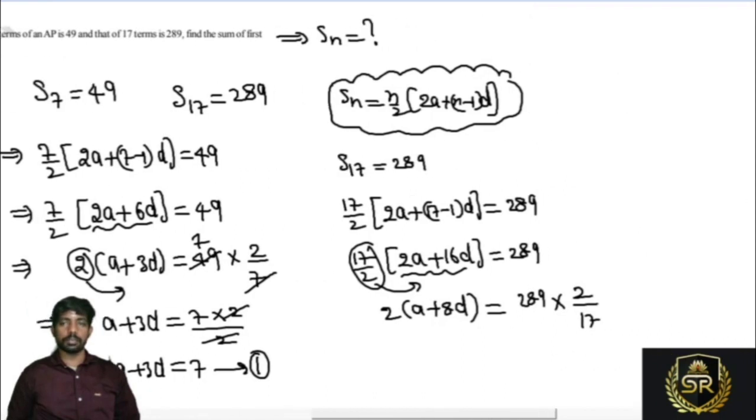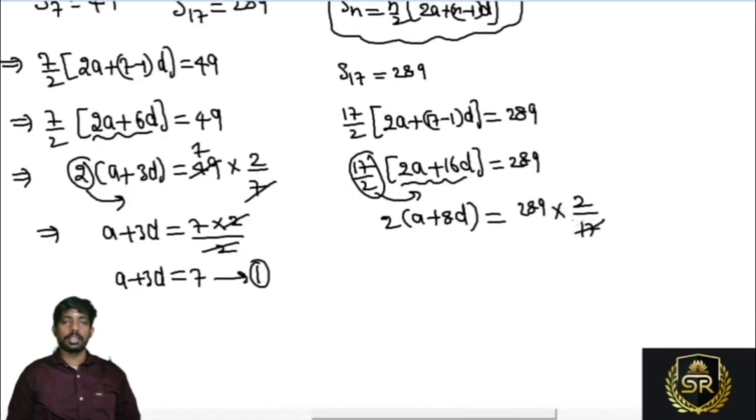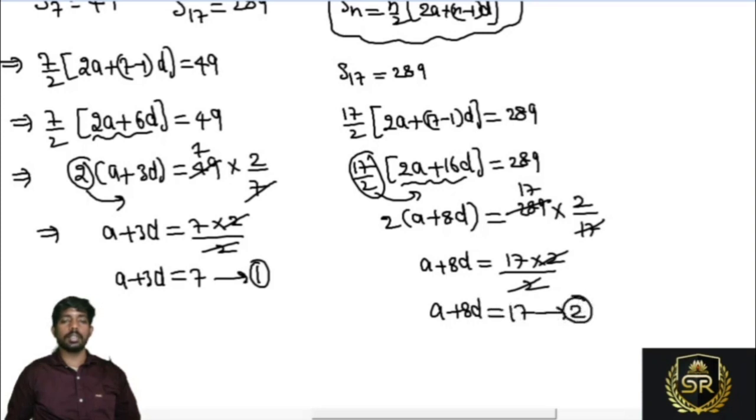So from here, what can I write? 17 17s are 17. Here, 2 sends to the right-hand side: a plus 8d is equal to 17 into 2 by 2. The 2s cancel. Therefore, a plus 8d is equal to 17, which is equation 2.